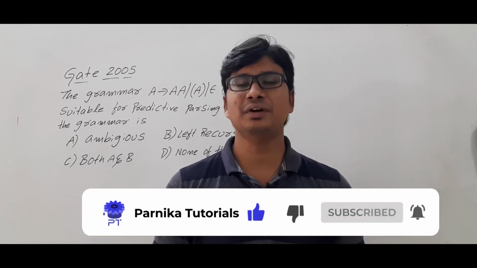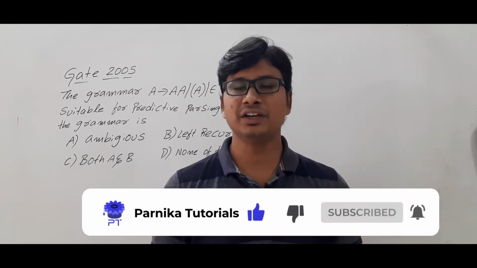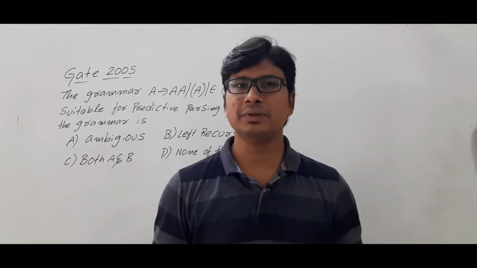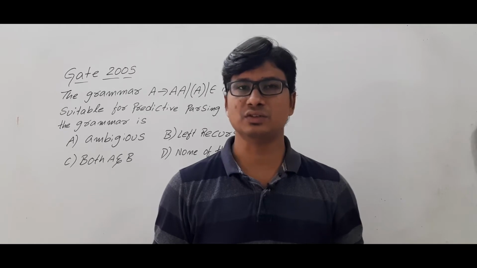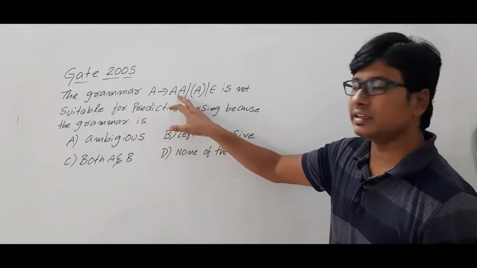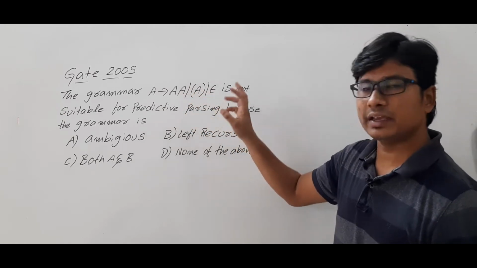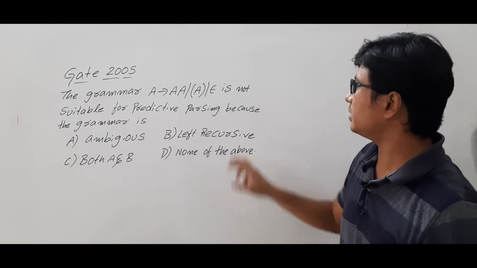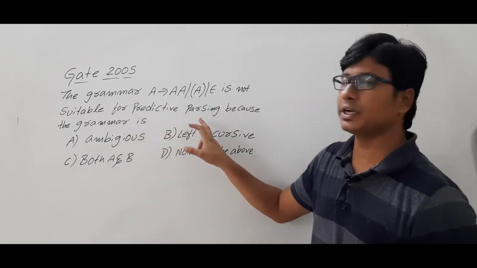In this video, I want to discuss one of the GATE questions which came in the year 2005. First let me read the question, then I will discuss the solution with you. The grammar A determines AA, {A}, or epsilon, is not suitable for predictive parsing.